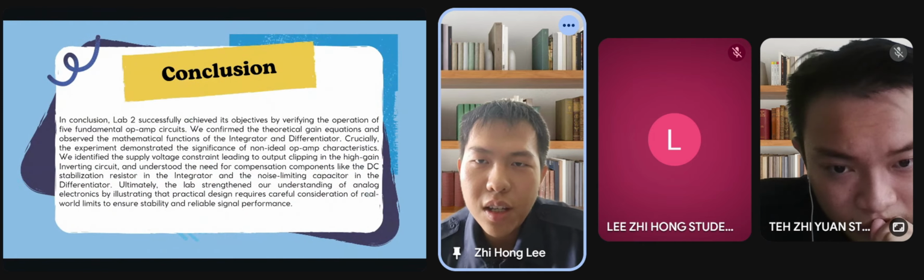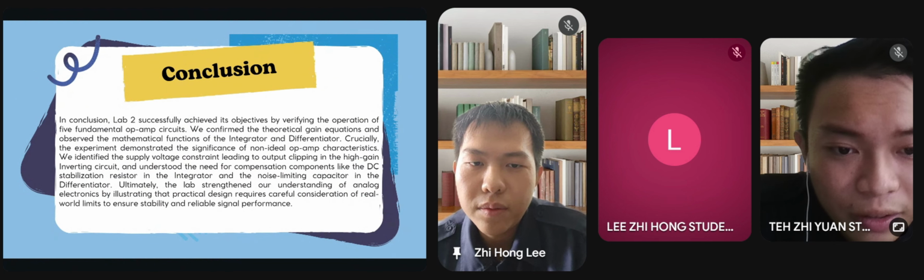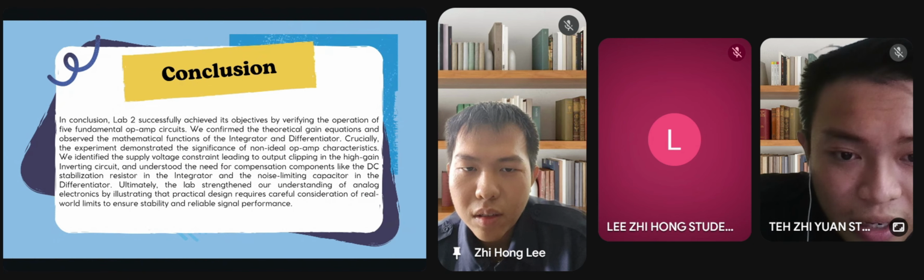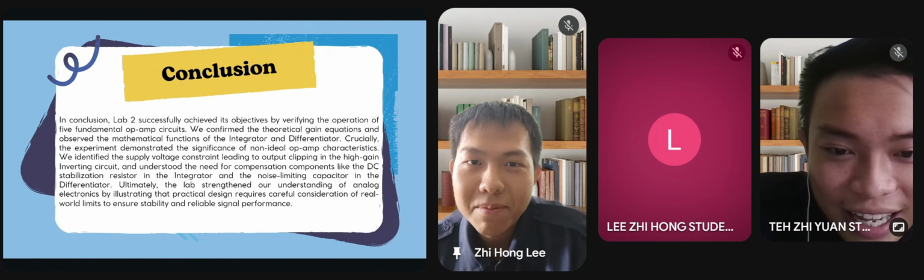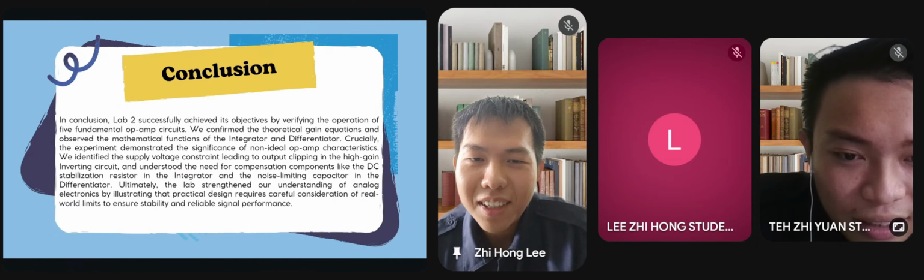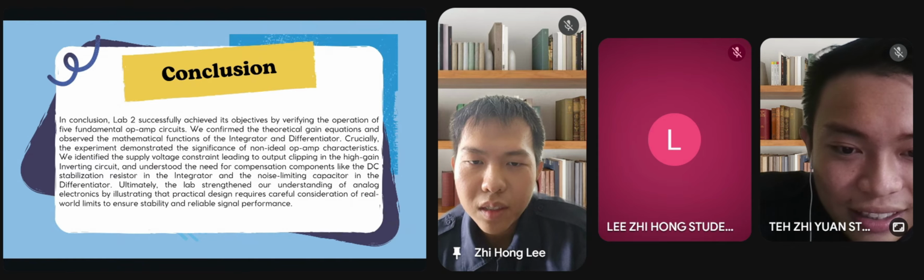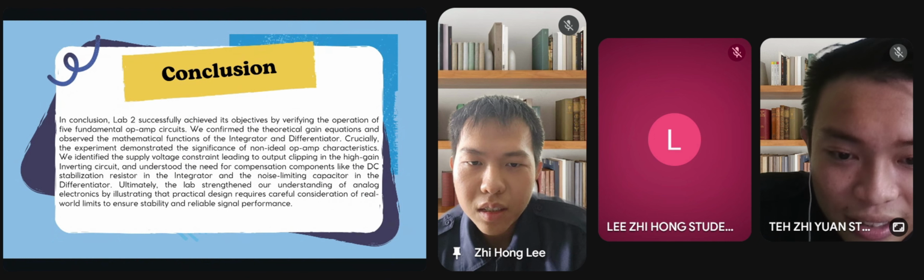And now is the conclusion. In conclusion, Lab 02 successfully achieved its objective by verifying the operation of 5 fundamental op-amp circuits. We confirmed the theoretical gain equations and observed the mathematical functions of the integrator and differentiator. Crucially, the experiment demonstrated the significance of non-ideal op-amp characteristics.